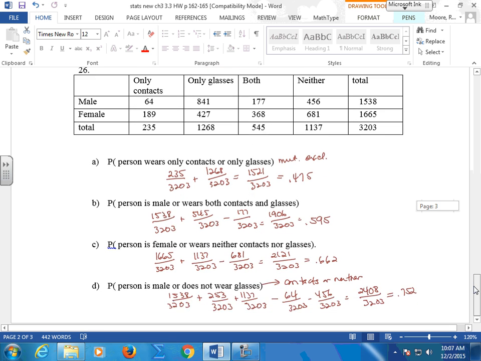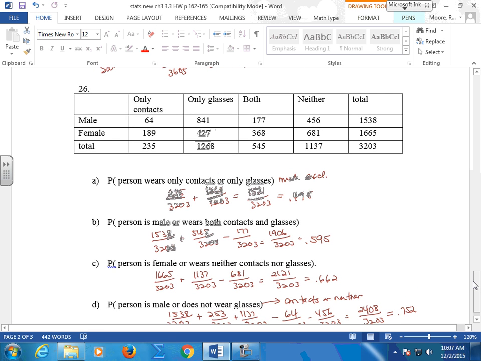And again, another chart. Person who wears only contacts or only glasses. These are mutually exclusive. They don't cross over. Get your only contact row, your only glasses row. Add them together.